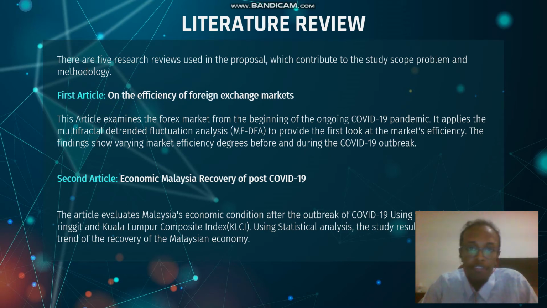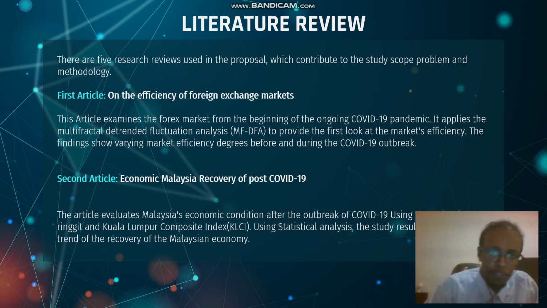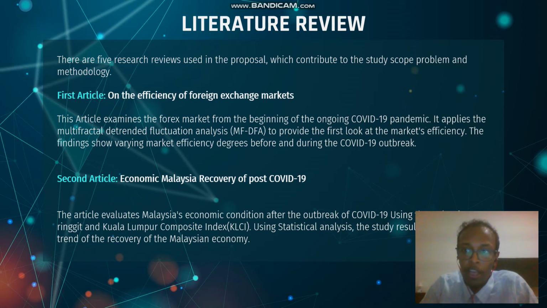So there are five main articles reviewed in the proposal. The first one is on the efficiency of the foreign exchange market. This article examined the forex market from the beginning of the ongoing COVID-19 pandemic. It applies multifractal detrended fluctuation analysis to provide the first look at the market efficiency. The finding shows a varying market efficiency degree before and during the COVID-19 outbreak.